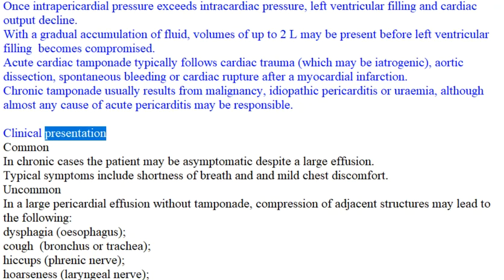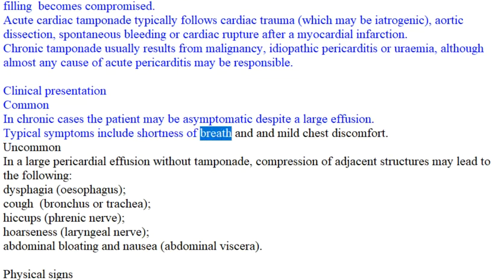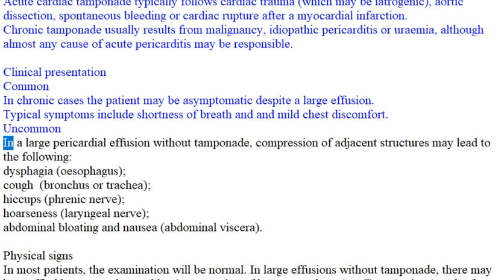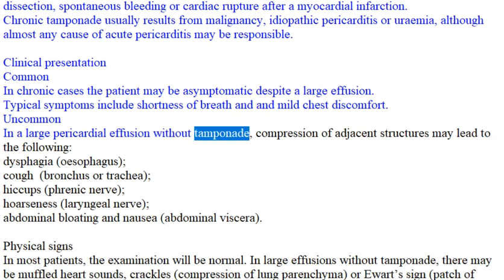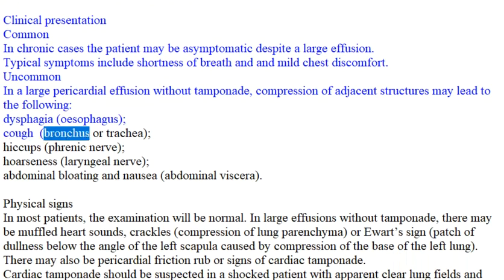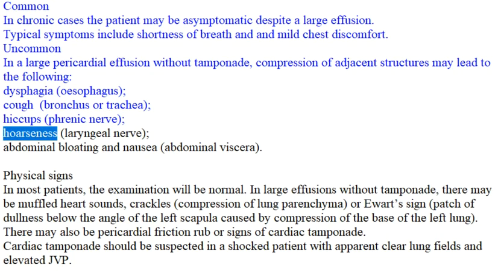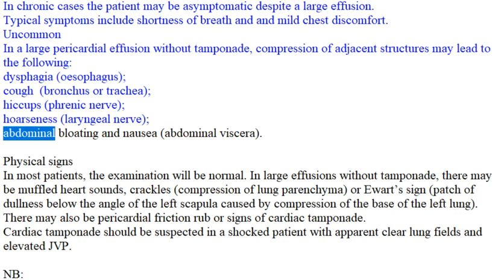Clinical presentation. Common. In chronic cases, the patient may be asymptomatic despite a large effusion. Typical symptoms include shortness of breath and mild chest discomfort. Uncommon. In a large pericardial effusion without tamponade, compression of adjacent structures may lead to the following: dysphagia, esophagus, cough, bronchus or trachea, hiccups, phrenic nerve, hoarseness, laryngeal nerve, abdominal bloating and nausea, abdominal viscera.